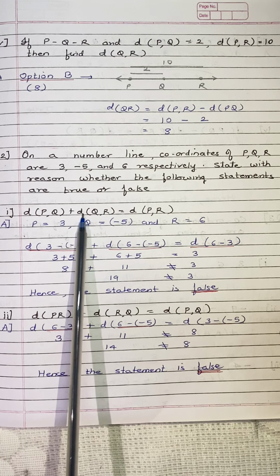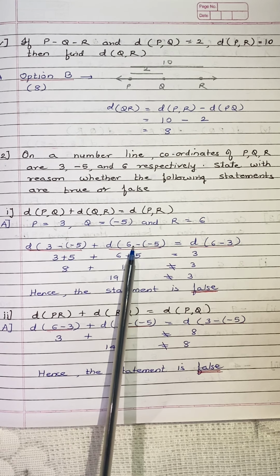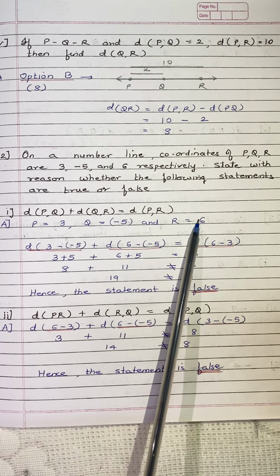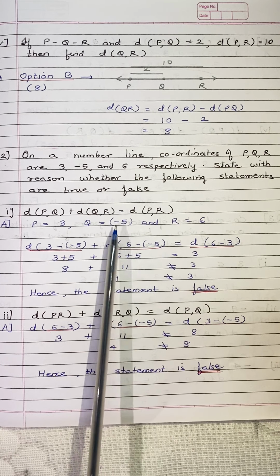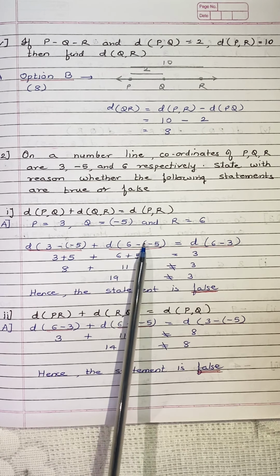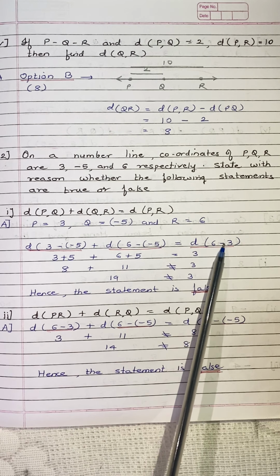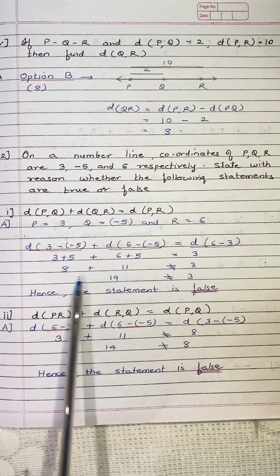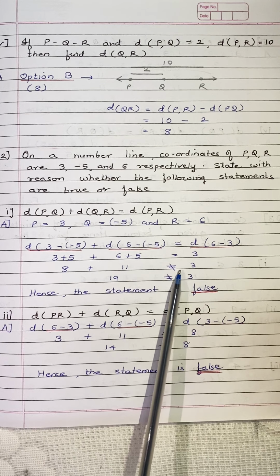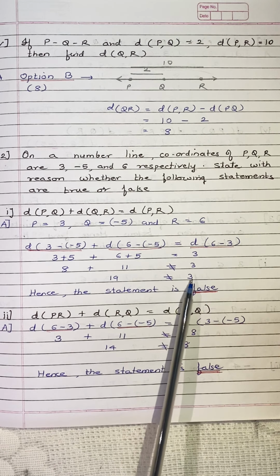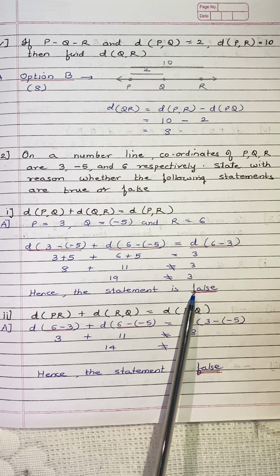Then here we consider QR, bigger number minus smaller number. R is 6, the bigger number, minus the smaller number, -5. So minus into minus plus, 6 plus 5 is 11. So this is 8, this is 11, and PR is 3. So 19 is not equal to 3. Hence the statement is false.